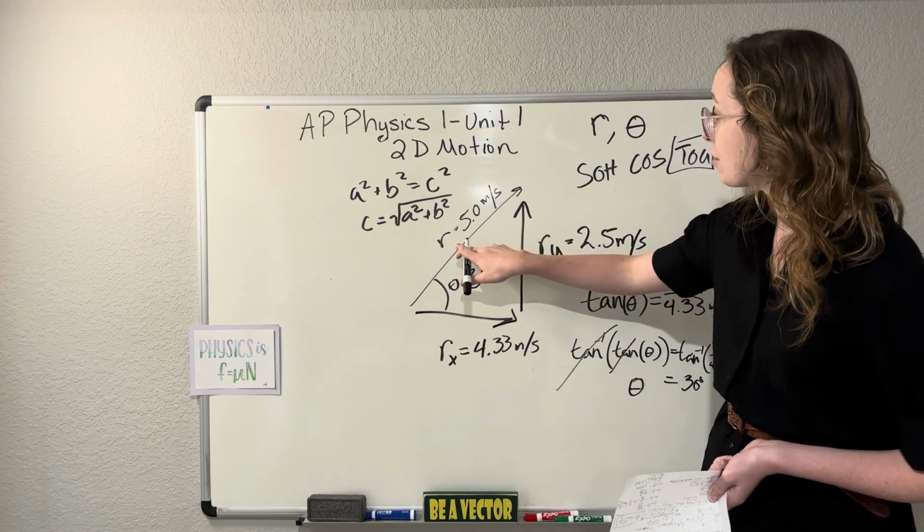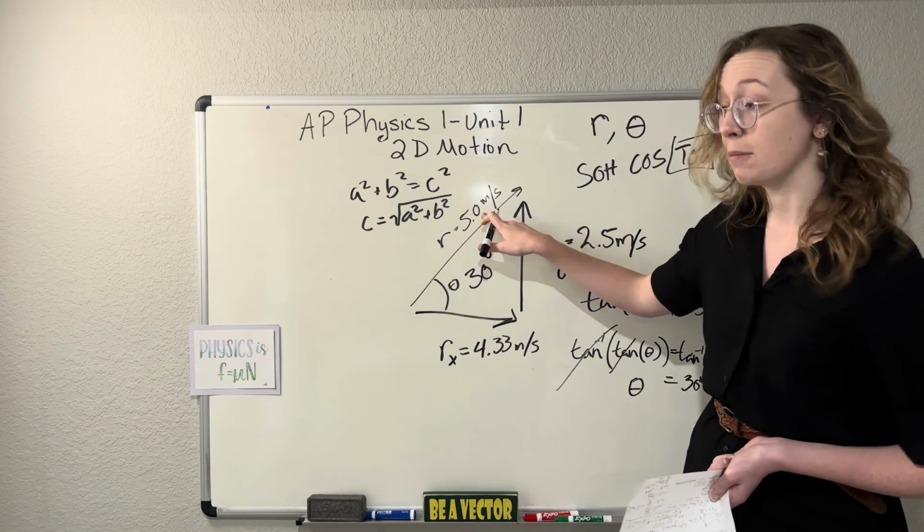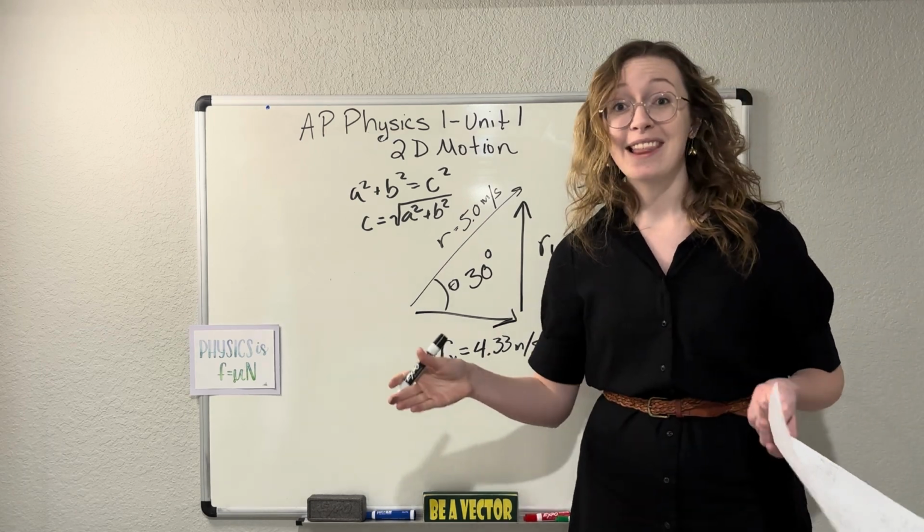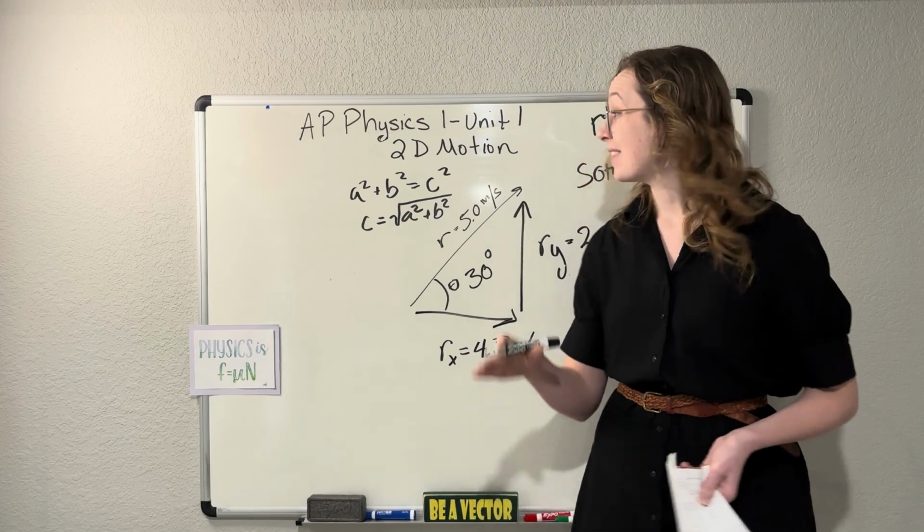We know our magnitude of our vector is 5.0 meters per second. So hey, we've solved for both the magnitude and the direction of our vector, and that means that we are done. So that's all there is to it.